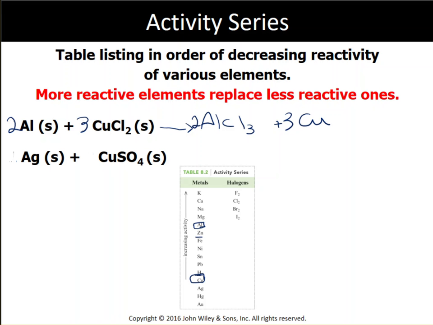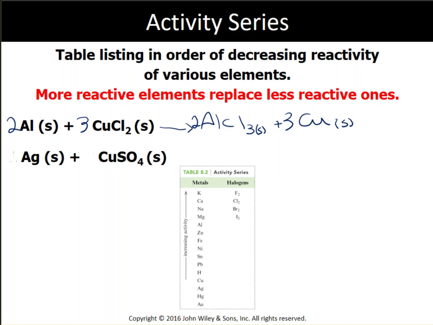Now this reaction is not complete yet because we don't have the physical states of aluminum chloride and copper. Copper is a metal. It's always a solid, even if there is water, because metals don't dissolve in water. Since there is no water here, aluminum is a solid, copper 2 chloride is solid, and aluminum chloride is going to be solid too because it's an ionic compound and there is no water.